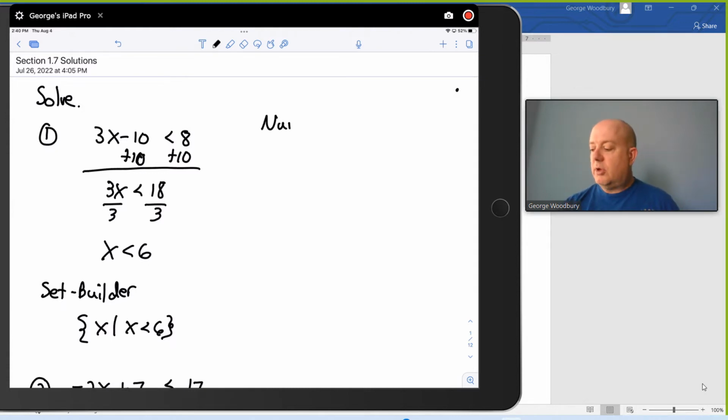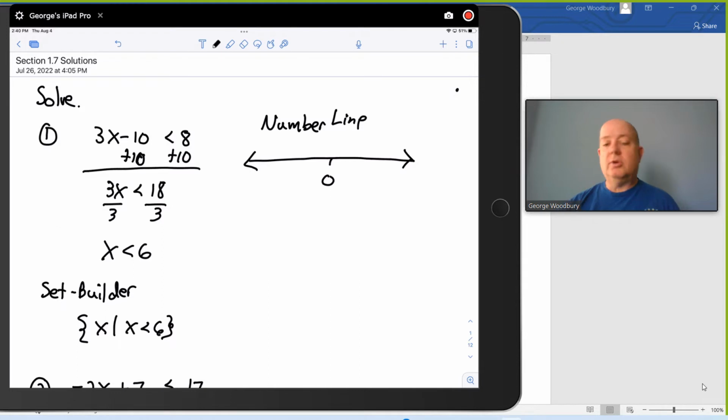So on a number line, I draw a line with arrows on both sides. I put 0 in the center, and I think about where 6 would be. 6 is to the right of that. You can put all the little marks if you want, but just showing me that it's to the right of 0 is good enough for me.